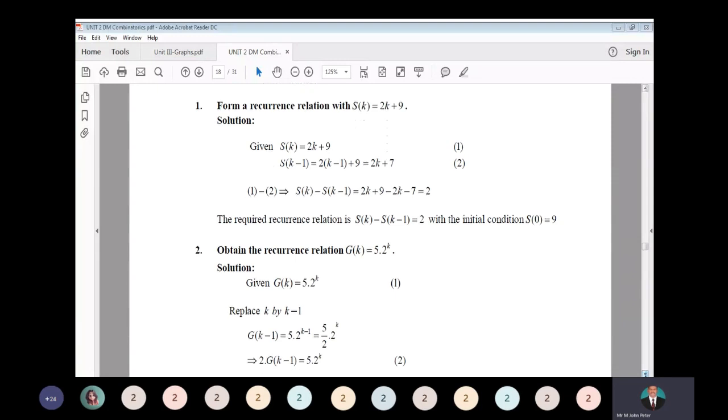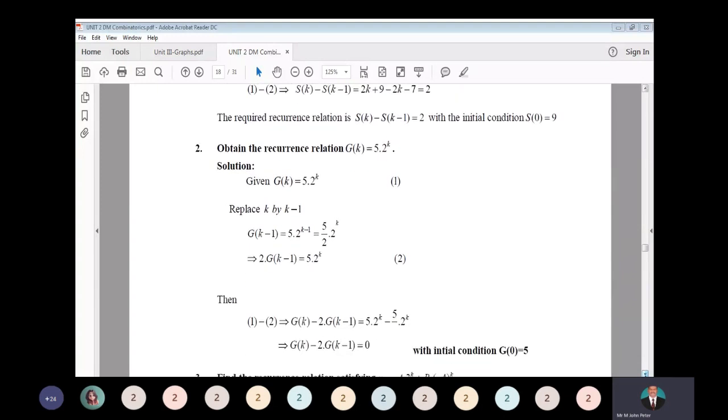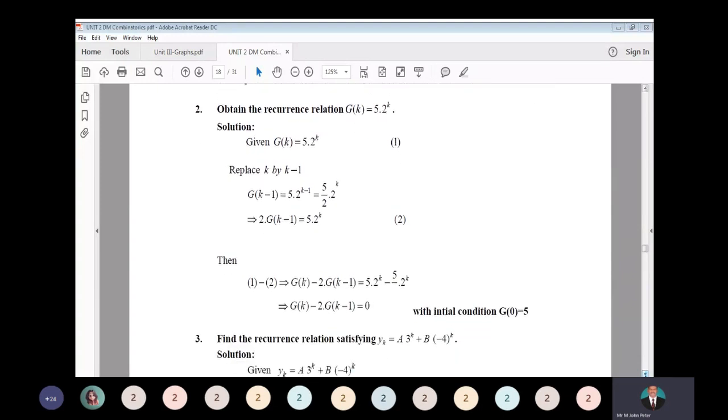Obtain the recurrence relation for g(k) = 5 times 2^k. Replace k by k-1, and you will get g(k-1) = 5 times 2^(k-1). You can write this as 5 times 2^k by 2, that means 2^k times 2^(-1). Bring the 2^(-1) to the denominator, and you can write it as 5/2 times 2^k. Cross multiplying the denominator 2, you will get 2 g(k-1) equal to 5 times 2^k.